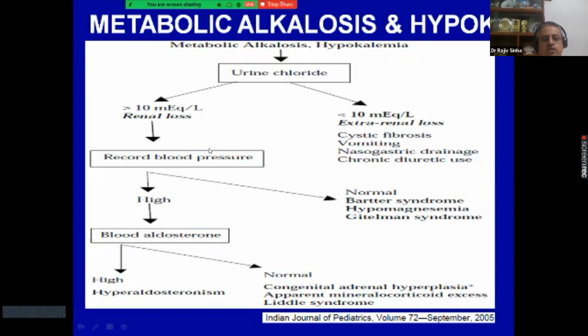If the blood pressure is high, you look at the aldosterone. If the aldosterone is high, it is hyperaldosteronism. If the aldosterone is normal and your renin is low, then it is Liddle or AME, etc. On the other hand, if your blood pressure is normal or low, you are dealing with Bartter syndrome or Gitelman.